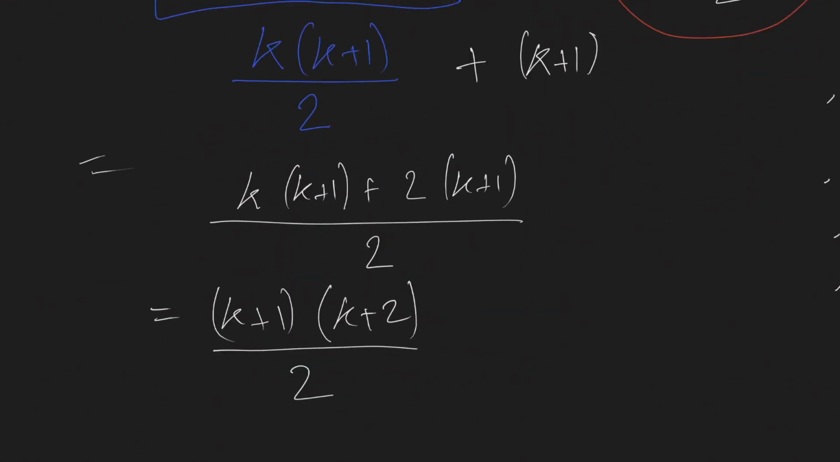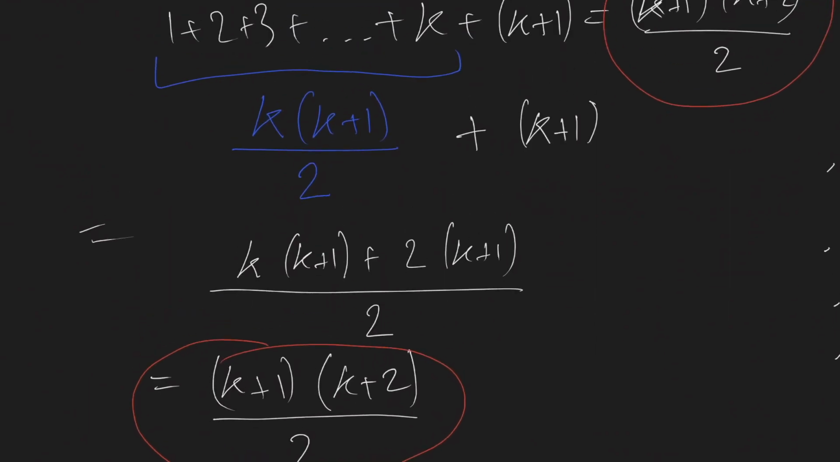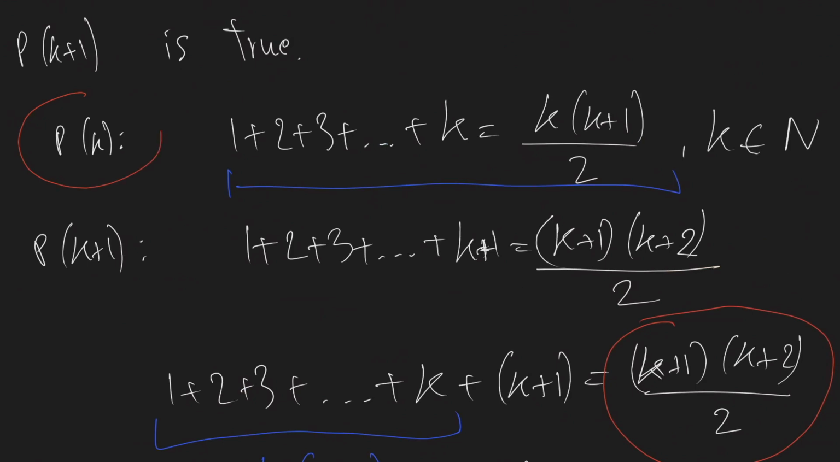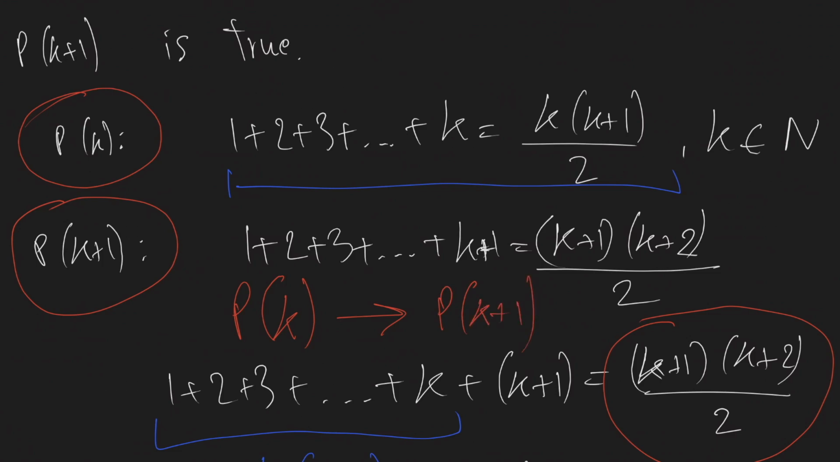So this means that if pk is true, then pk plus 1 has to be true as well. In other words, the truth of pk necessitates the truth of pk plus 1. If we know that pk is true, then pk plus 1 has to be true. Now the reason why I'm stressing this so much is because this is pretty much the essence of mathematical induction.